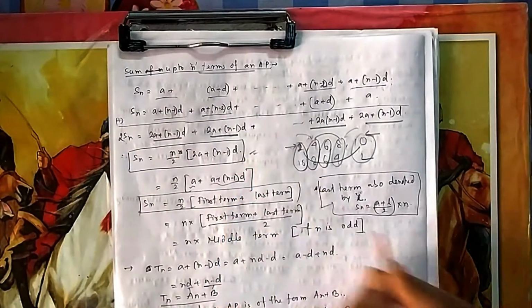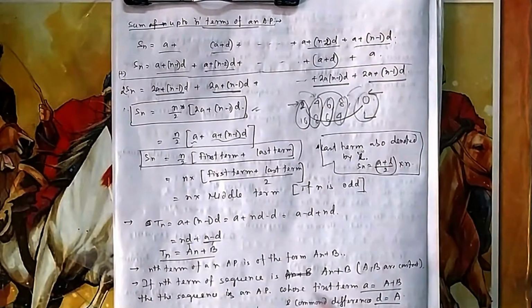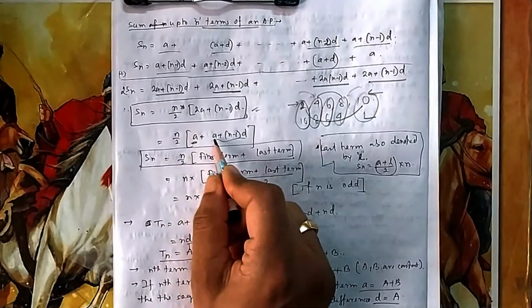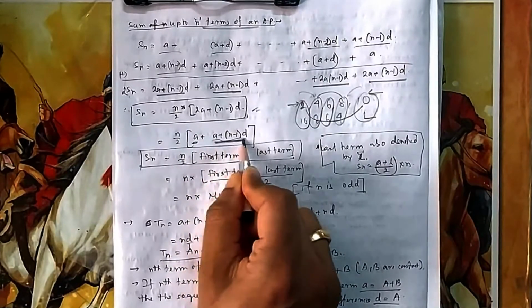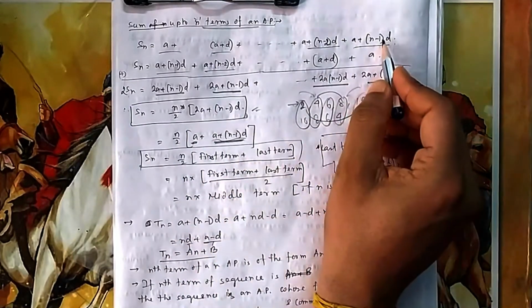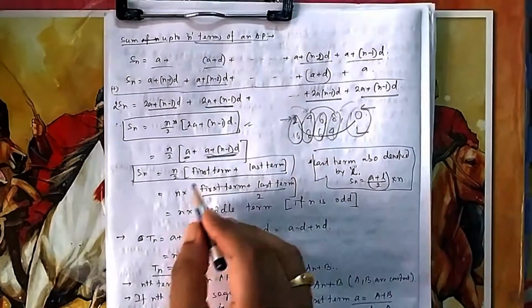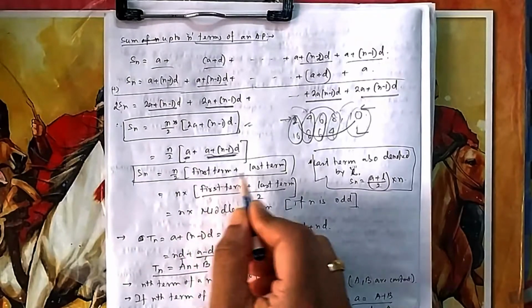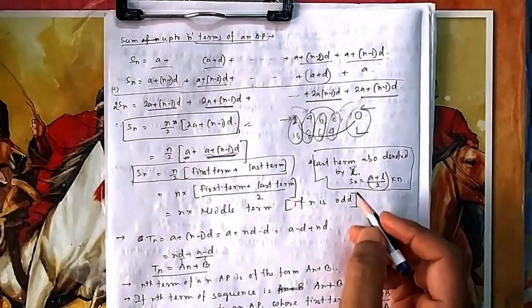So this becomes the formula for the sum of an AP series, which can also be written as A plus, I have split the A, then A plus n minus 1D, and this is nothing but the nth term, or you can say this is the last term where you stopped. So this is another formula. From here it is the first term plus last term divided by 2 into n.